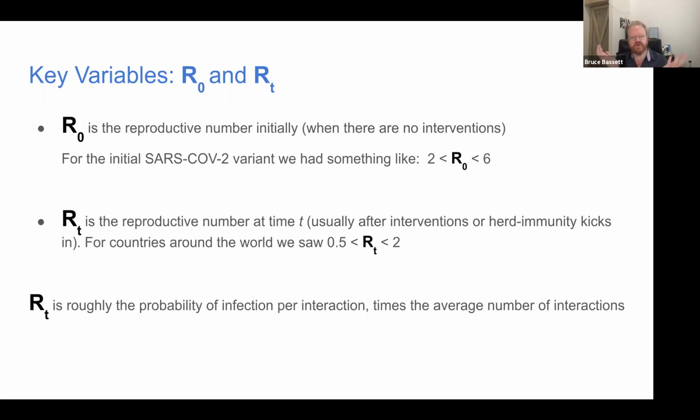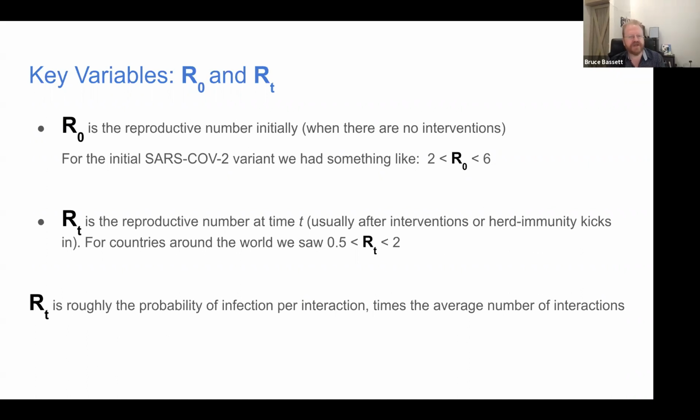That's what we would often call herd immunity. If there's no one left to infect, then the disease stops spreading. Alternatively, if you do a lockdown and people stop interacting with each other, that will also reduce RT. Or if everyone wears masks, for example, then they still might be interacting, but the probability of getting infected is lower. And so it's very hard to disentangle those three things. And that's a major challenge for us.